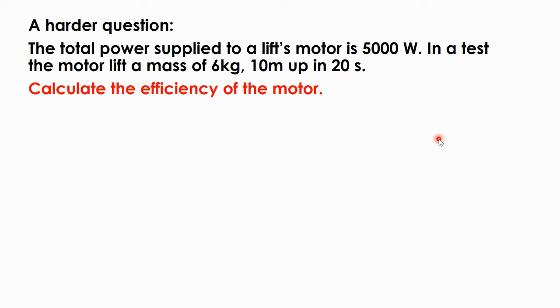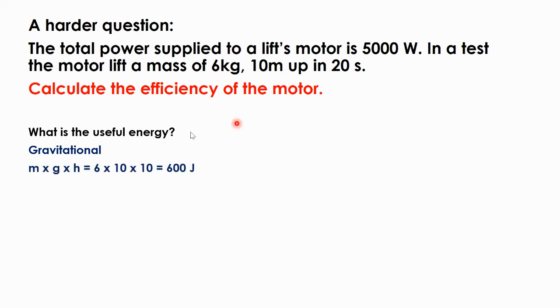Do I have the useful power? No, I have the total power. So what is the useful energy, and therefore what is the useful power? Well, it's a motor lifting something up. So the useful energy is gravitational. How do I work out gravitational potential energy? From year 9, you should know it's mass times gravitational field strength times height, mgh. So I can then work out 6 kilograms times 10 meters times 10, which is g, little g, the gravitational field strength is 10. So that's useful is 600 joules.